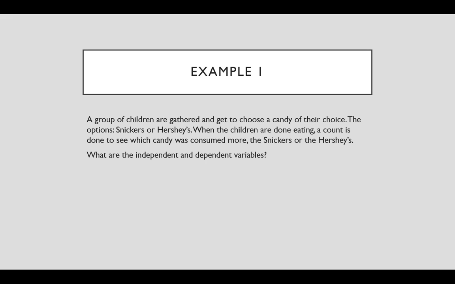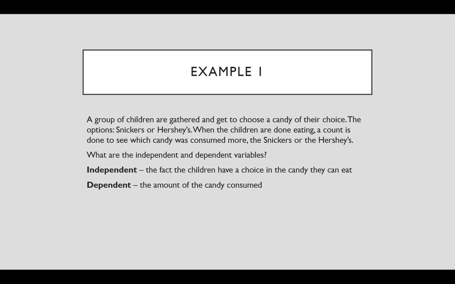Okay, so I hope you took your guess on the independent and dependent variables. If you guessed that the fact that children have a choice is the independent variable, and the dependent variable is the amount of candy consumed, you're right. So if half of the children chose Hershey's and the other half chose Snickers, that is the outcome of the candy consumed. 50% of the kids consumed Hershey's, 50% consumed Snickers.